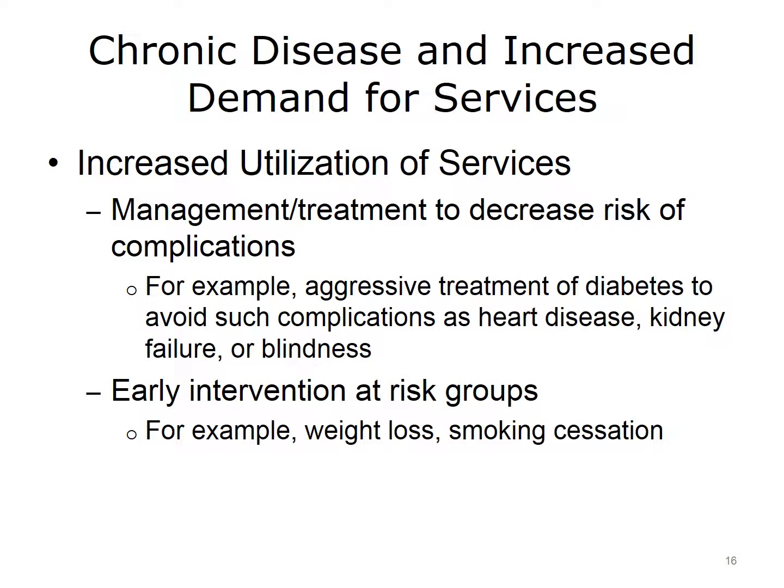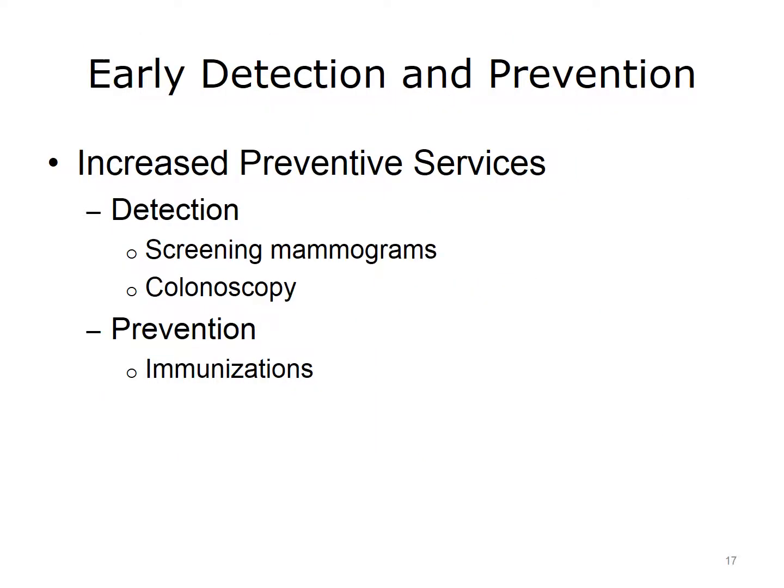For example, aggressive control of blood sugar can avoid damage to small blood vessels that could lead to heart disease, kidney failure, or blindness. In addition, early intervention with at-risk groups such as smokers or the obese may increase spending and utilization, but have the potential to result in lower long-term costs. Additional resources are spent in the early detection and prevention of illness, for example, using screening mammograms to detect breast cancer or immunizations to prevent infectious disease.